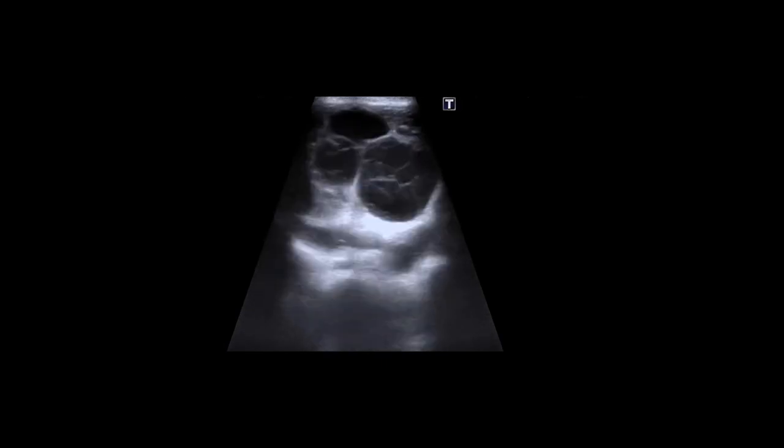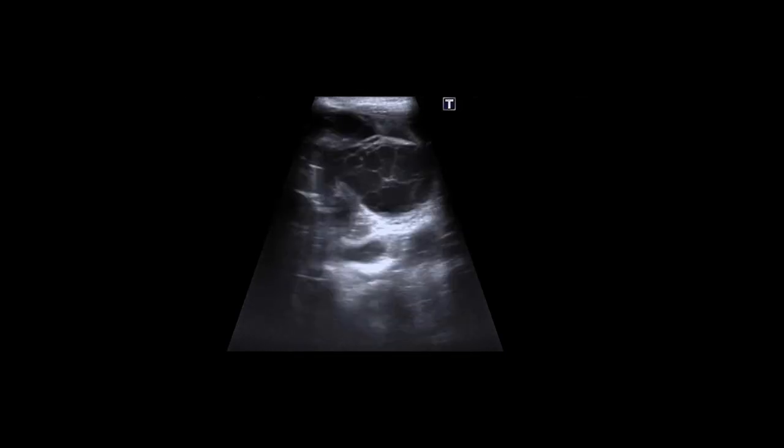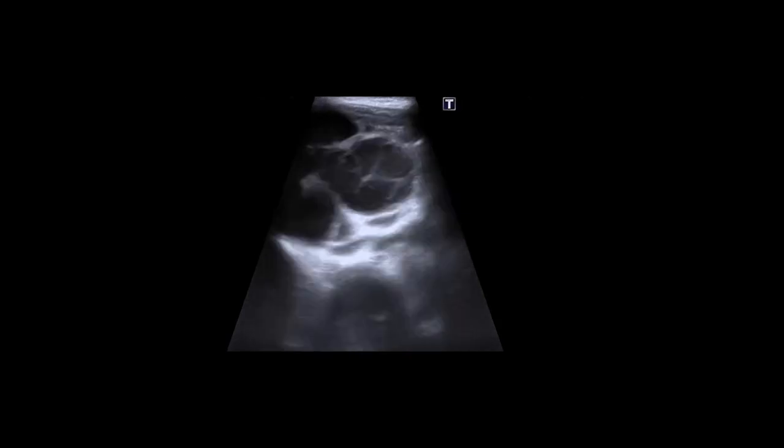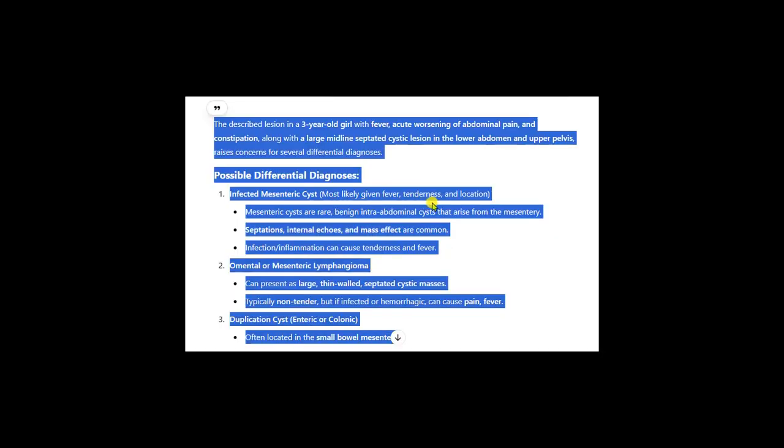The described lesion in a 3-year-old girl with fever, acute worsening of abdominal pain, and constipation, along with a large midline septated cystic lesion in the lower abdomen and upper pelvis, raises concerns for several differential diagnoses. Possible differential diagnoses: infected mesenteric cyst, most likely given fever, tenderness, and location. Mesenteric cysts are rare, benign intra-abdominal cysts that arise from the mesentery. Septations, internal echoes, and mass effect are common. Infection/inflammation can cause tenderness and fever.